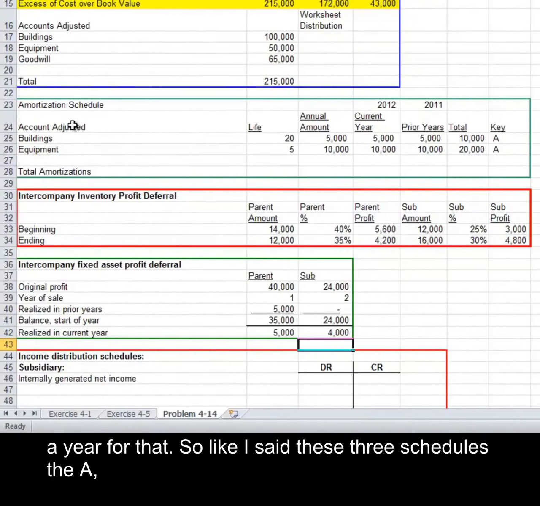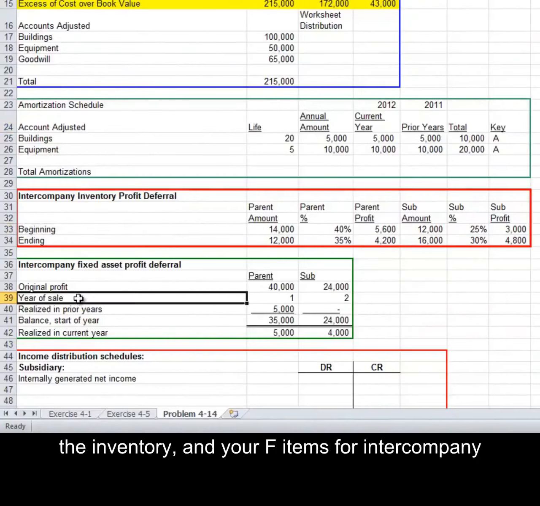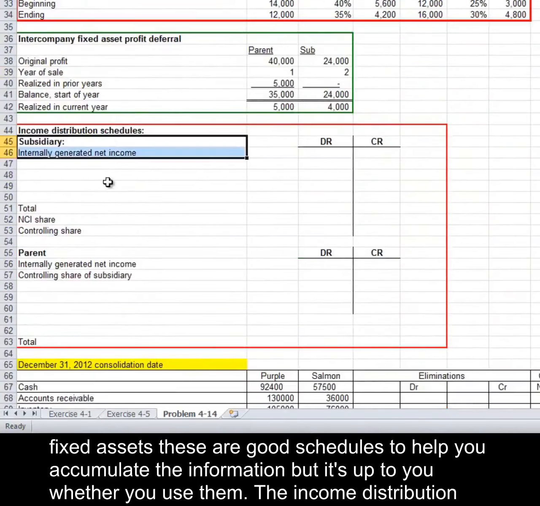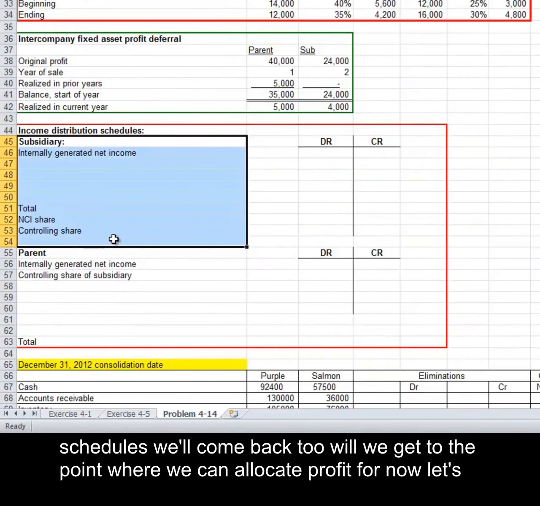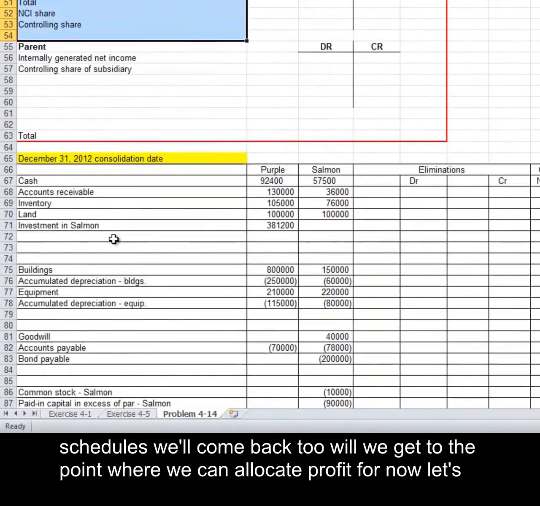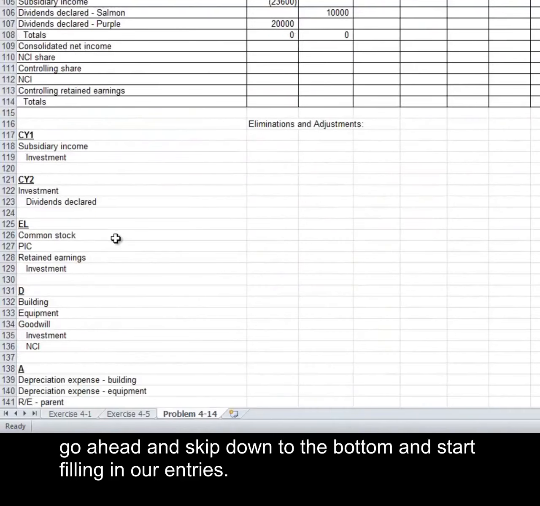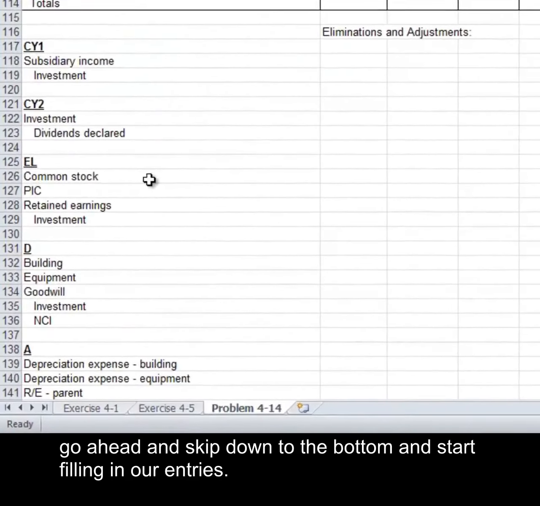So like I said, these 3 schedules, the A, the inventory, and your F items for intercompany fixed assets, these are good schedules to help you accumulate the information, but it's up to you whether you use them. The income distribution schedules we'll come back to when we get to the point where we can allocate profit. For now, let's go ahead and skip down to the bottom and start filling in our entries.